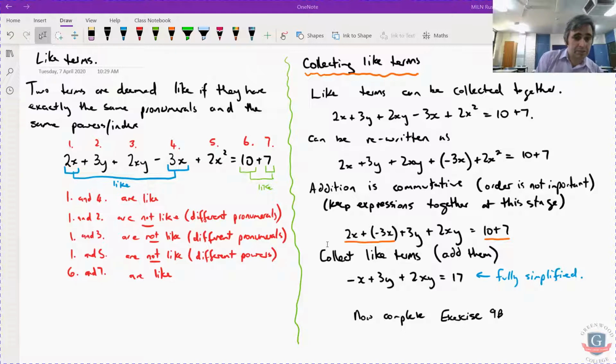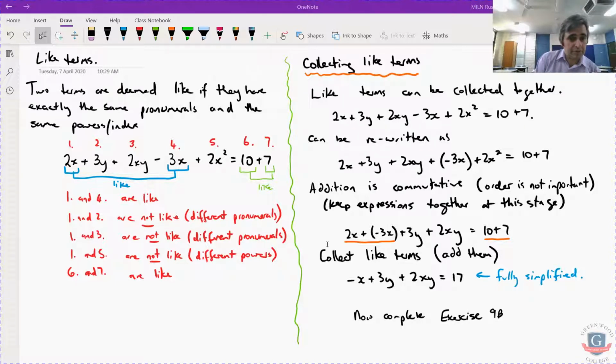I've said that this blue one here is like and this green one here is like, and we're going to look at why they're like and why everything else isn't like. Starting with 1 and 4, this one has an x and this one has an x. They have the exact same pronumerals in both terms, therefore we can call them like. 1 and 2 are not like. This has an x, this has a y, that's different. They have different pronumerals. Similarly, 1 and 3 aren't like because 3 has an extra pronumeral, a y on it. So even though they both have x's, the y is different.